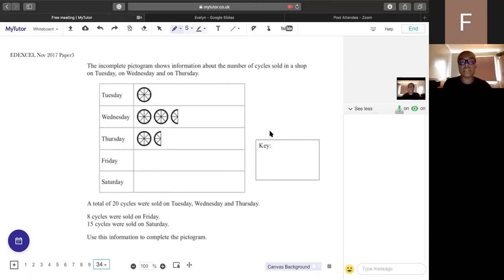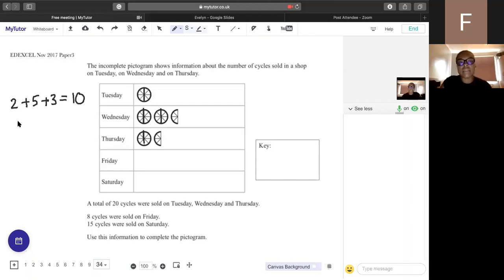Now they've told us that the total number of cycles sold on all 3 days, Tuesday, Wednesday, and Thursday, is 20. So what we can do is split them into halves, then add up how many halves we have, and then work out how much half of a circle is, and then work out the key that way. So we've got 2 halves from Tuesday, 5 halves from Wednesday, and 3 halves from Thursday. When we add this up together, we get 10.